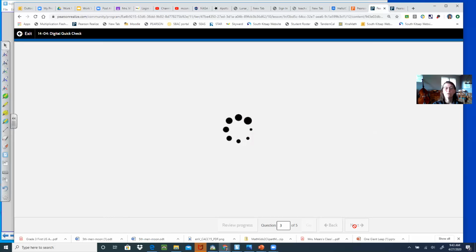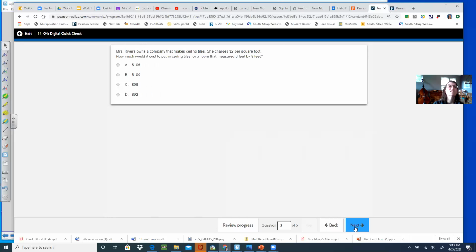Mrs. Rivera owns a company that makes ceiling tiles. She charges $2 per square foot. How much would it cost to put ceiling tiles in a room that measured 6 feet by 8 feet? So that's about the size of a small bathroom.